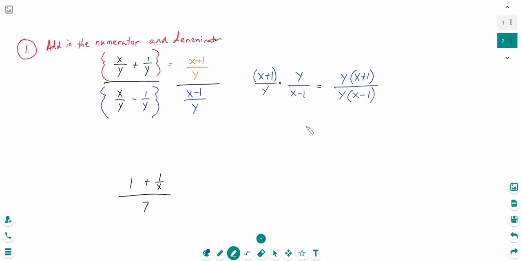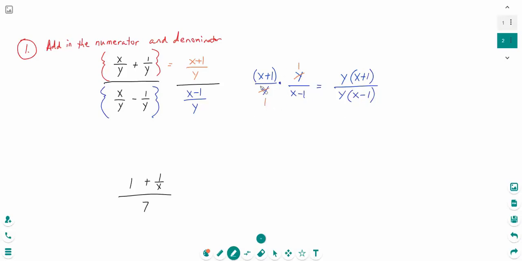Very important. Okay, now we can do a little reducing here, and we could have done it even in our multiplication process. Maybe I'll just point that out. We could have recognized that we could do some cross-canceling. Y can go into itself once. Y can go into itself once. We could have eliminated the y's, and that would have just given us x plus 1 over x minus 1.